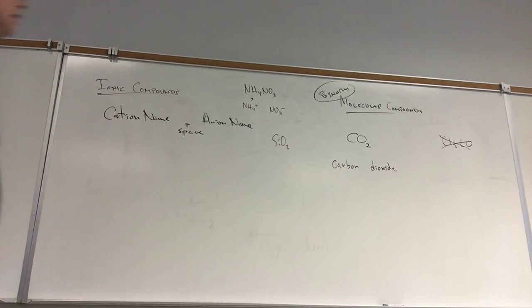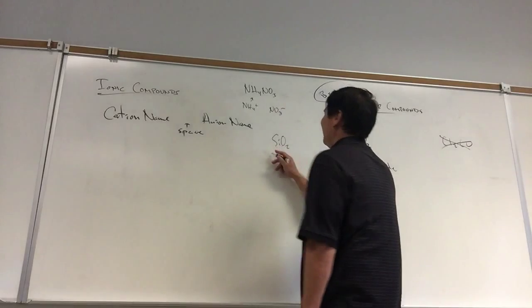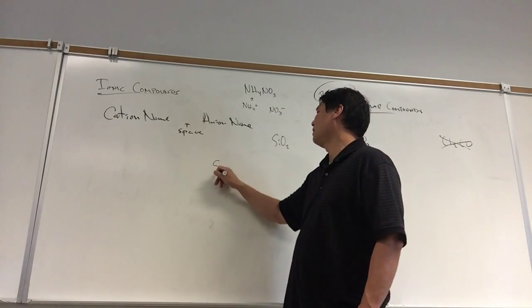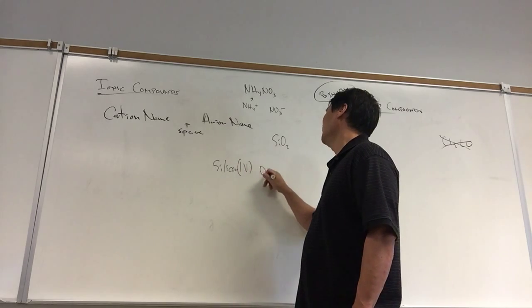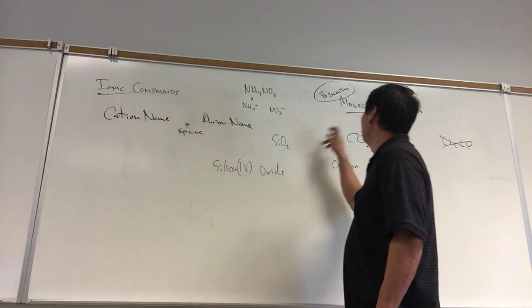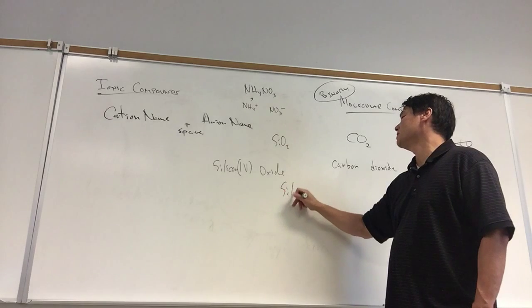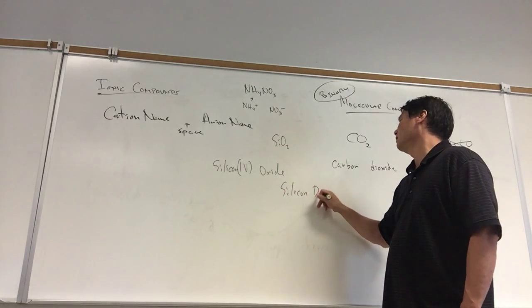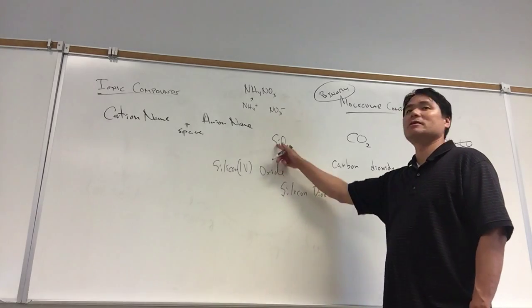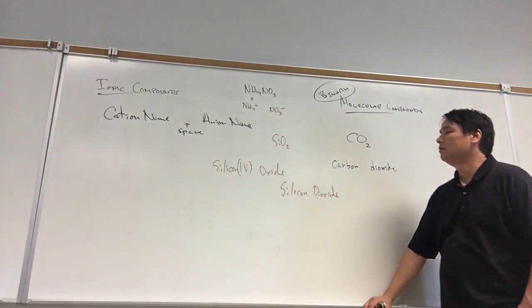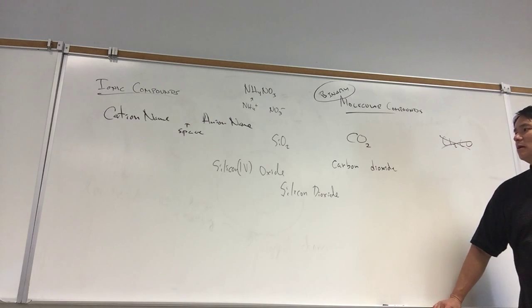And so with these types of compounds, we can name it either way. We can name it as an ionic compound, which would be silicon(IV) oxide, or we can name it as a molecular compound, which would be silicon dioxide. Both of these names are common for SiO2. It also goes by quartz, another name. So things at the border can be named using either system.